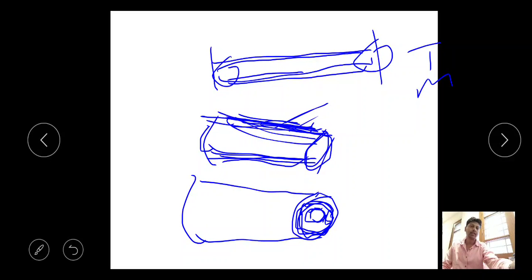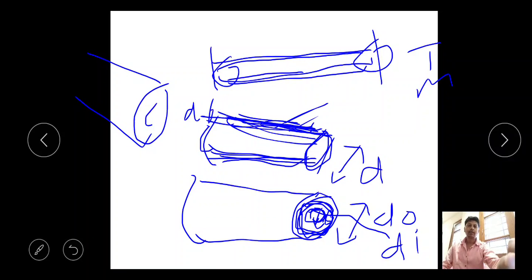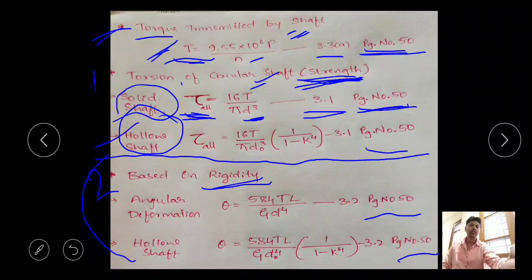How many diameters? Here you have only d. Here, the outside diameter is d naught, and in this part you have d i, the inside diameter. So you have two diameters: this will be d naught, outside, and this will be d i, the inside diameter. For this, the formula is given for a hollow shaft.